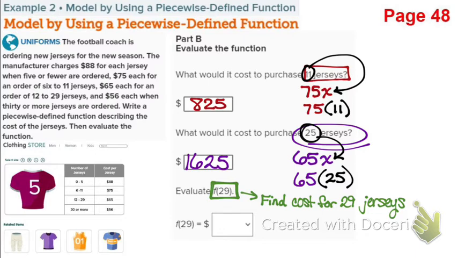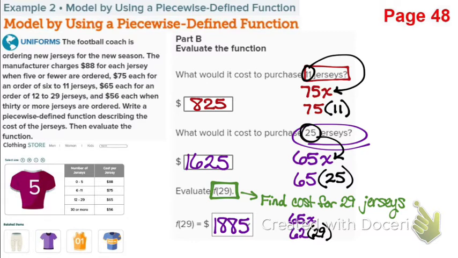How do I find the cost for 29 jerseys? 65, because we're still paying $65 per jersey. And we're going to put 29 in the place of the x there. How much would that be? I heard 1,800 and then I didn't hear the last two numbers. 85. 1,885. This is not cheap, is it? This is why I'm hoping they can reuse them year to year, because that's getting really expensive.